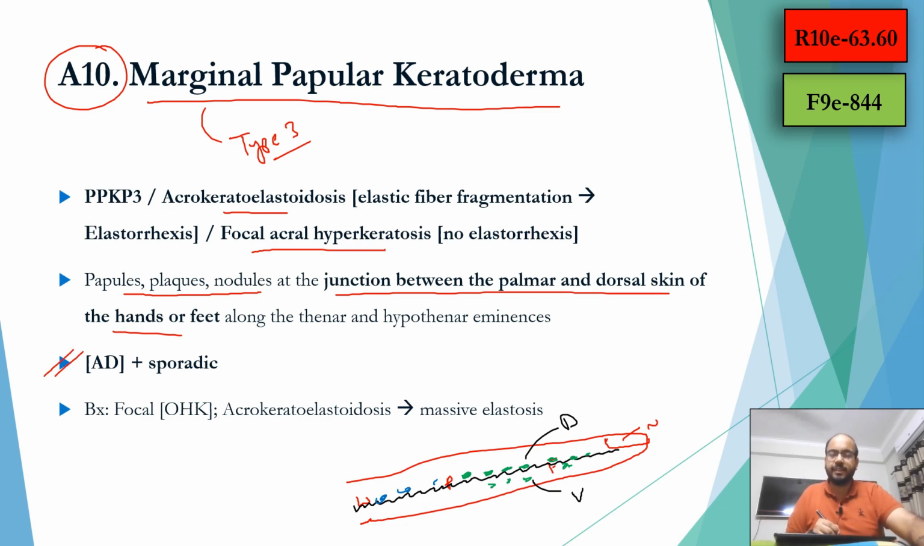Autosomal dominant inheritance is there, but it can be sporadic. Biopsy shows focal orthohyperkeratosis, and if it is in the form of acrokeratoelastoides, you will see elastosis, or massive elastic damage, elastic fiber fragmentation. If you don't see it, it can still be marginal papular keratoderma, but now it will be known as focal acral hyperkeratosis. All words refer to the same disorder. Let's move forward.